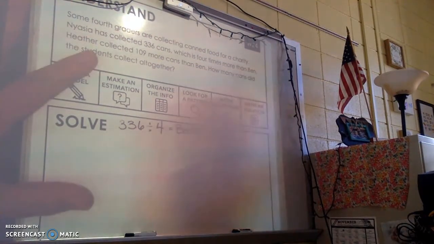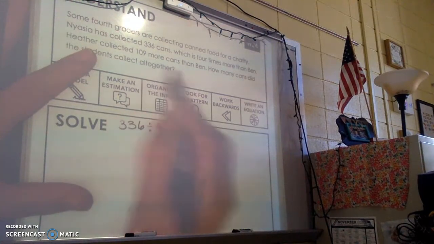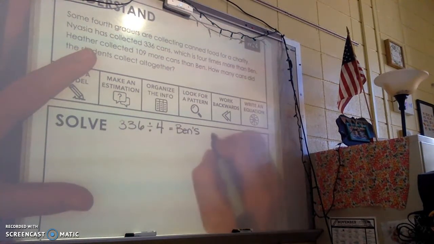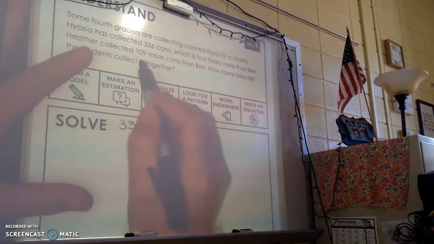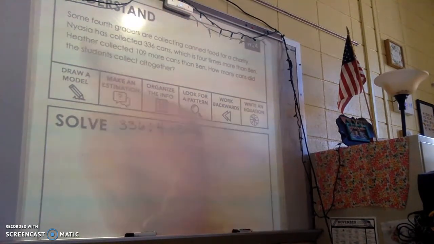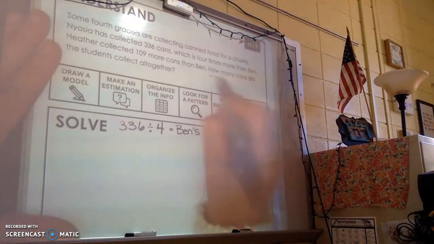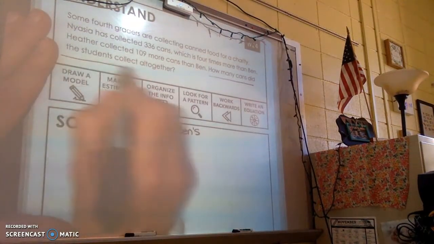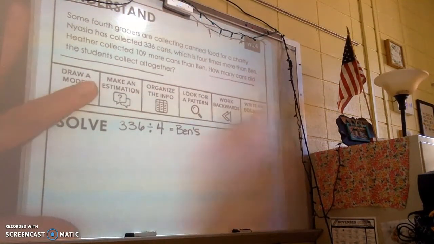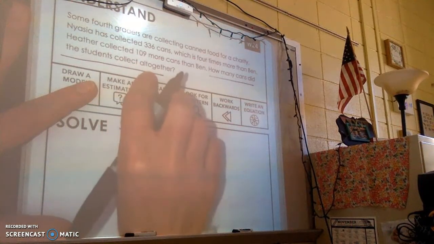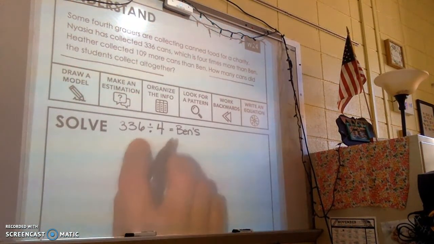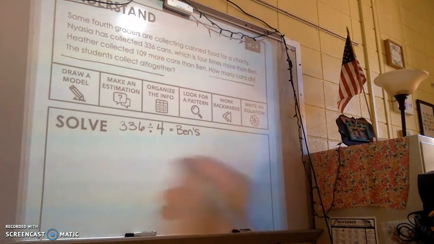And then it tells me that Heather's collected 109 more cans than Ben. So once I know Ben, all I have to do is add 109 to figure out how many cans Heather has collected. And then, once I have all those numbers, I'm going to add them together to figure out how many they all have together. So let's start with 336 divided by 4.